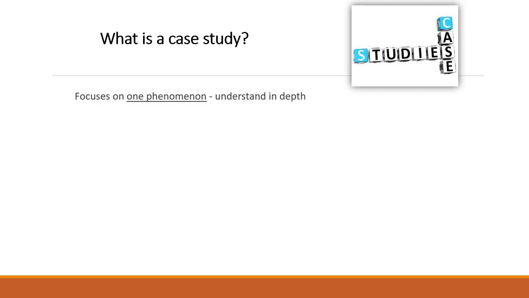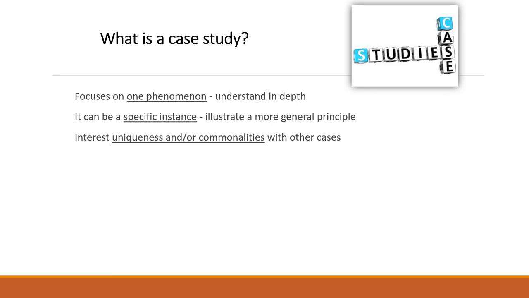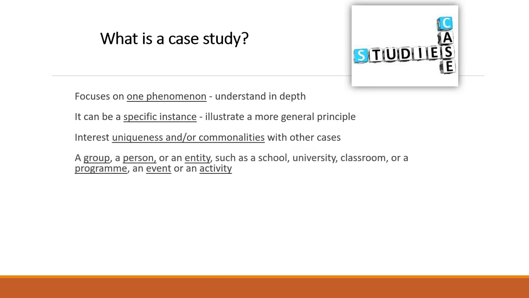So what is a case study? A case study focuses on one phenomenon, right? You are interested in one phenomenon because you want to understand this phenomenon in depth, right? It can be a specific instance. So cases can be different things. So they can manifest in different ways. So it can be a particular instance, right? That can assist you to get a general principle on a particular issue. So when you go for a case study research design, it's because you're interested in the uniqueness of that case, or you want to look at that case and say, how is it similar, or what are the commonalities between this case and another case, for example, right?